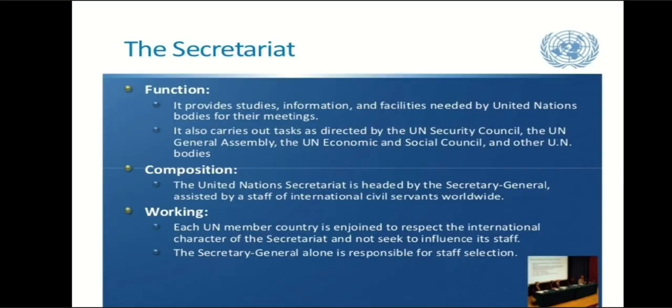So the last organ is the Secretariat. The Secretariat is known as the administrative organ of the United Nations, and its headquarters is in New York City, USA. It provides studies, information, and facilities needed by United Nations bodies for their meetings. And it also carries out tasks as directed by the UN Security Council, General Assembly, Economic and Social Council, and the other UN bodies.